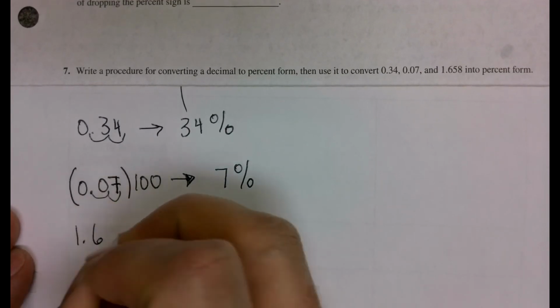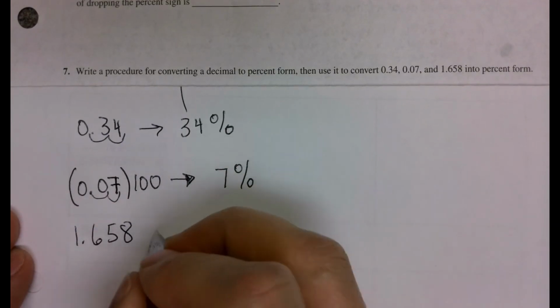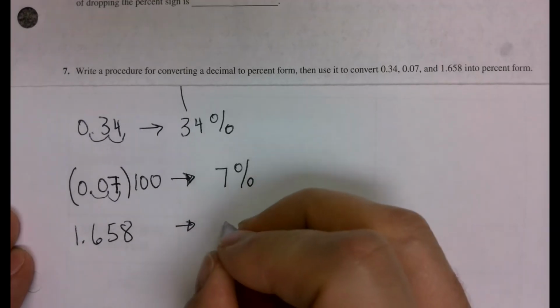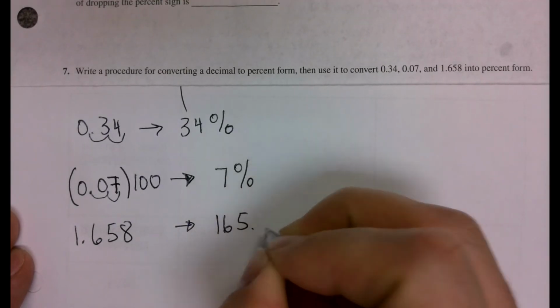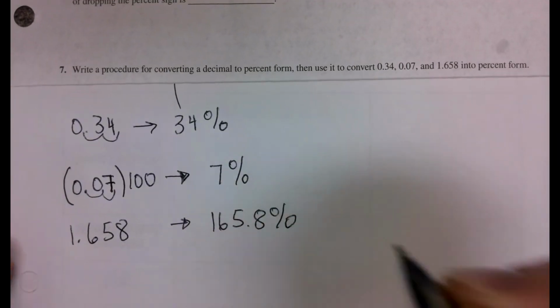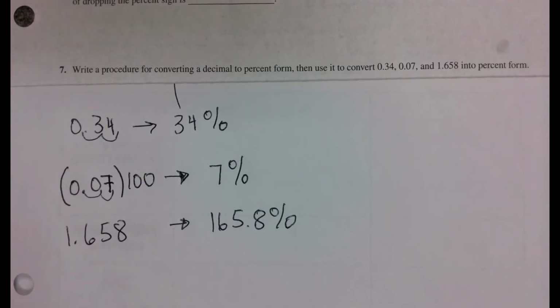All right, last one, 1.658. Multiply by 100, that's equivalent to 165.8%. And there you have it. You should now know how to go from a percent to a decimal and a decimal to a percent.